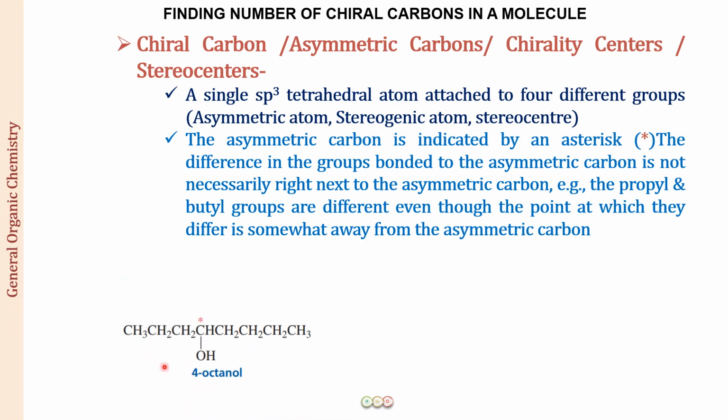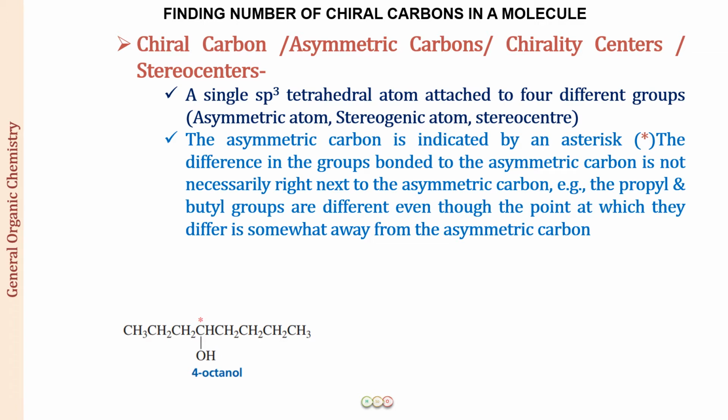We have this over here, a 4-octanol. In this, what you can see is that this is the carbon which we have marked by an asterisk. If you look at this, we have attached to this carbon an H, an OH, a propyl group and a butyl group. So these are 4 different groups.